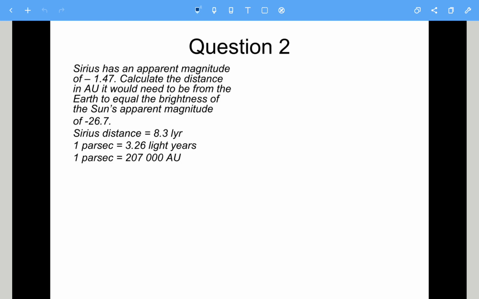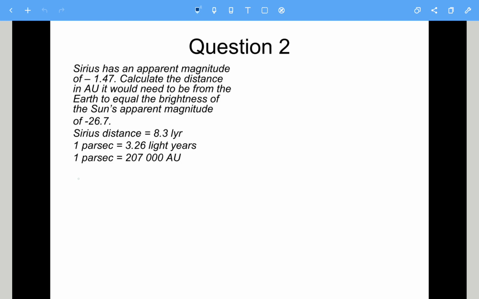So Sirius has an apparent magnitude of minus 1.47, and we're going to calculate the distance in astronomical units it would need to be from the Earth to equal the brightness of the Sun's apparent magnitude. There are quite a few steps in this one. First, we need to calculate the absolute magnitude of Sirius. We need to know exactly how bright it is if we put it at a distance of 10 parsecs. To do that, first we need the distance of Sirius in parsecs.